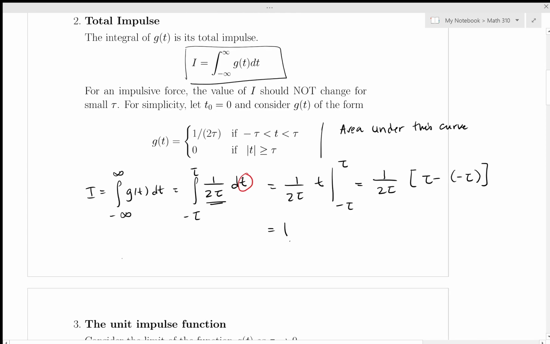Okay, so what is the key point to notice here? Notice I is equal to 1, and it's fixed regardless of the value of tau.